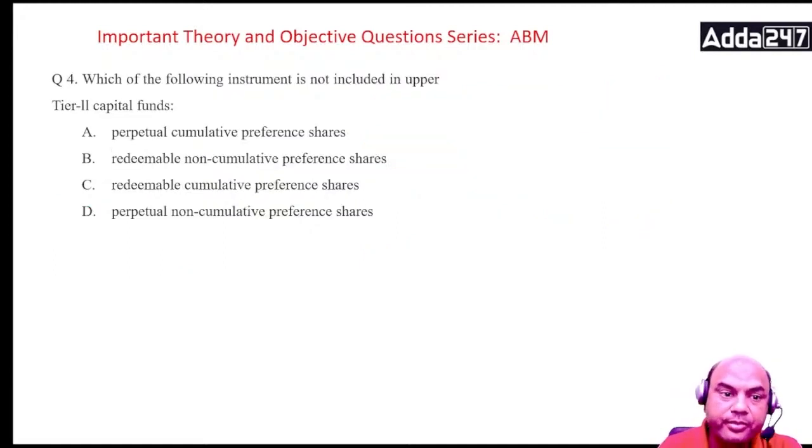Which of the following instruments is not included in upper tier 2 capital? Not included in upper tier 2 capital. So which of them is not included? Now you read the options. It's already given over there, isn't it? Read the options.